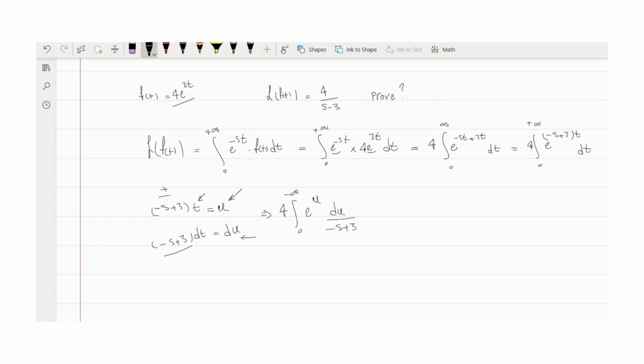So in order for this integral to be convergent, you should have a negative infinity on the upper boundary. Otherwise, it wouldn't be convergent. In other terms, that means that the value inside the parentheses, minus s plus 3, should be a negative value. That means s is bigger than 3 in this example. Otherwise, you wouldn't get any solution for this integral, since it wouldn't be convergent.